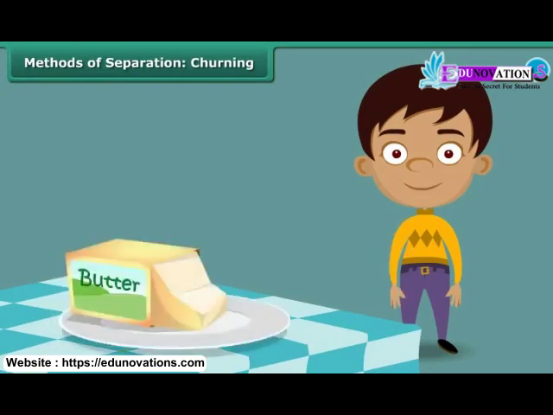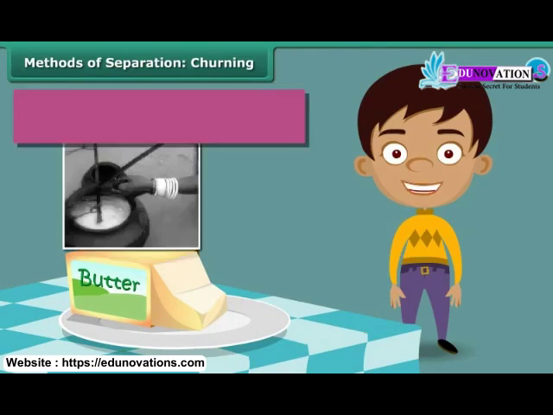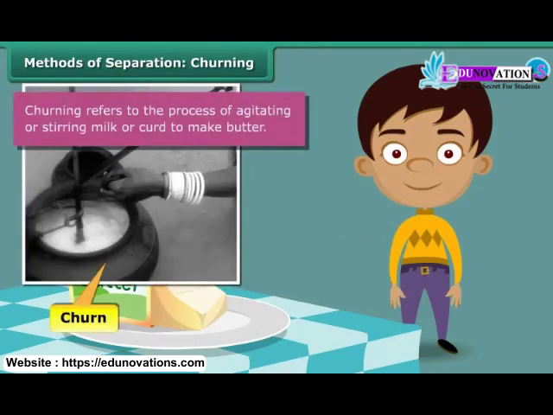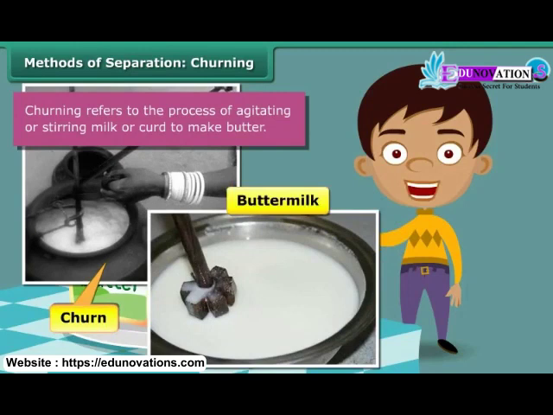This is butter. Do you know how butter is made? When milk is stirred vigorously in a churn, butter is obtained. What liquid is left behind is the tasty, nutritive buttermilk that is relished by many as a refreshing summer drink. Do you see that two useful components emerge from a mixture when this method of separation is employed?